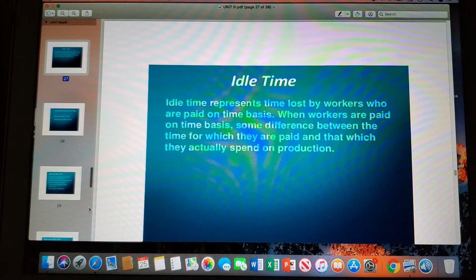Hi, so I'm continuing with Cost Accounting Unit 3, Part 3. And here we'll start with idle time. Idle time represents time lost by workers who are paid on a time basis. When workers are paid on the time basis, there is some difference between the time for which they are paid and that which they actually spend on production.